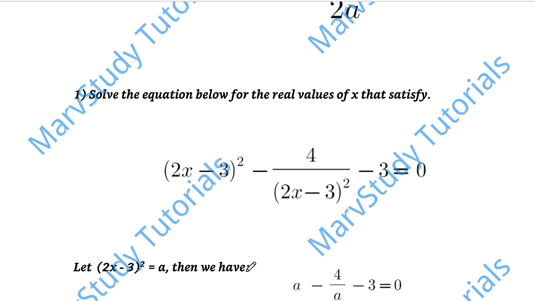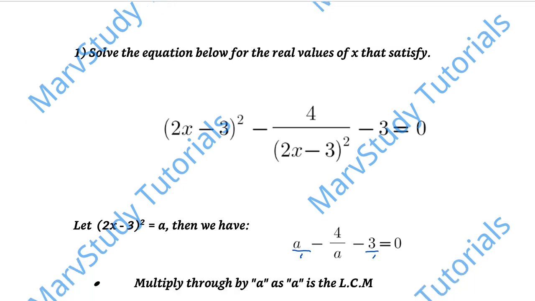Then we're going to have a - 4/a - 3 = 0. That's kind of like a substitution. Then to resolve this, we have to clear the fractions. We need to clear the denominator. And if you look at this, the LCM of these terms, 1, 1, and a, is a. So we can multiply every element of this equation through by a.